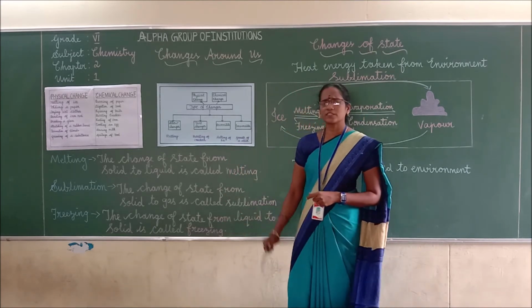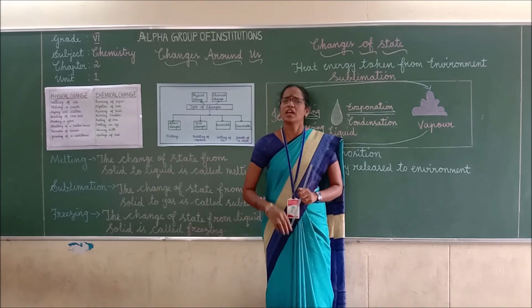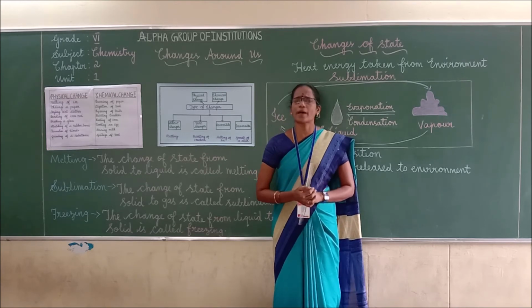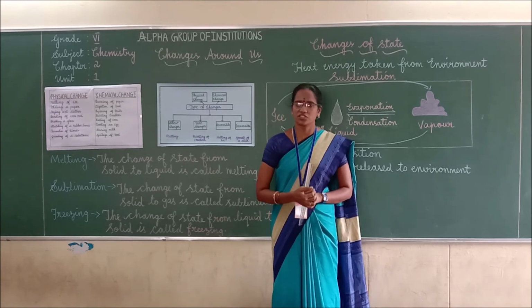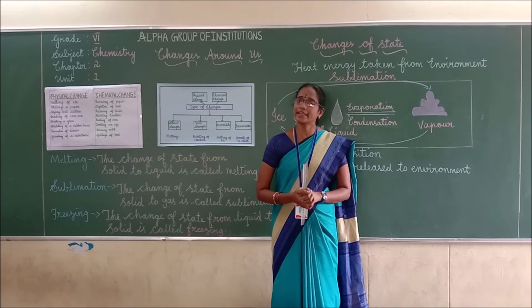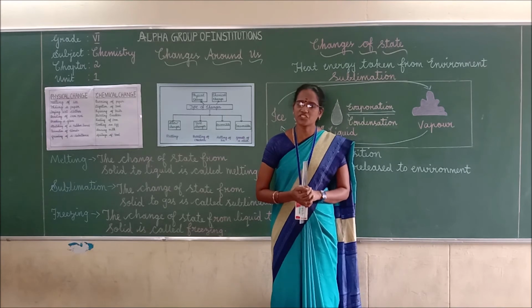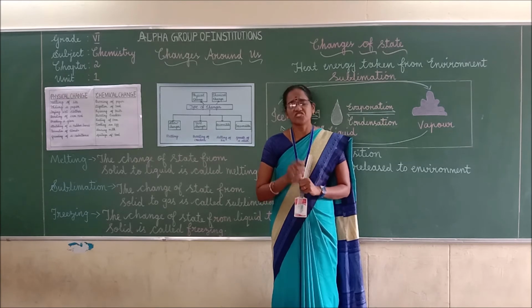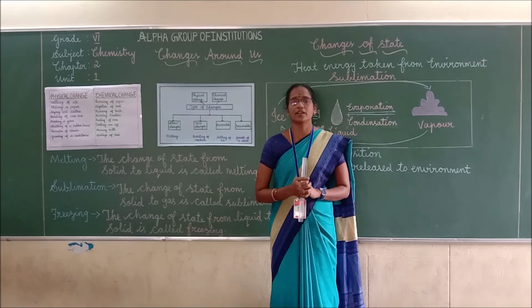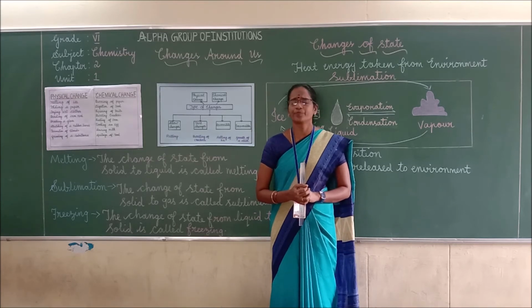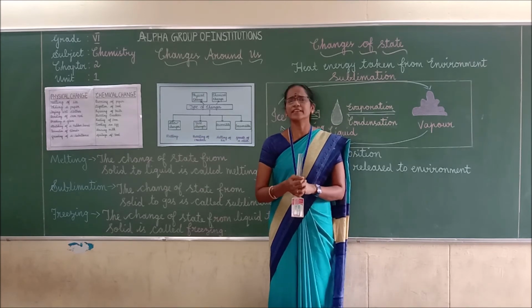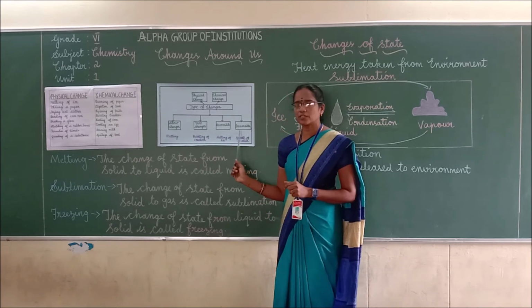Irreversible change is a change in which something cannot change back to its original position and size. That is called irreversible change. What are the examples we can say? Curdling of milk, growth of a child, burning, cooking. These are some of the examples for irreversible change.